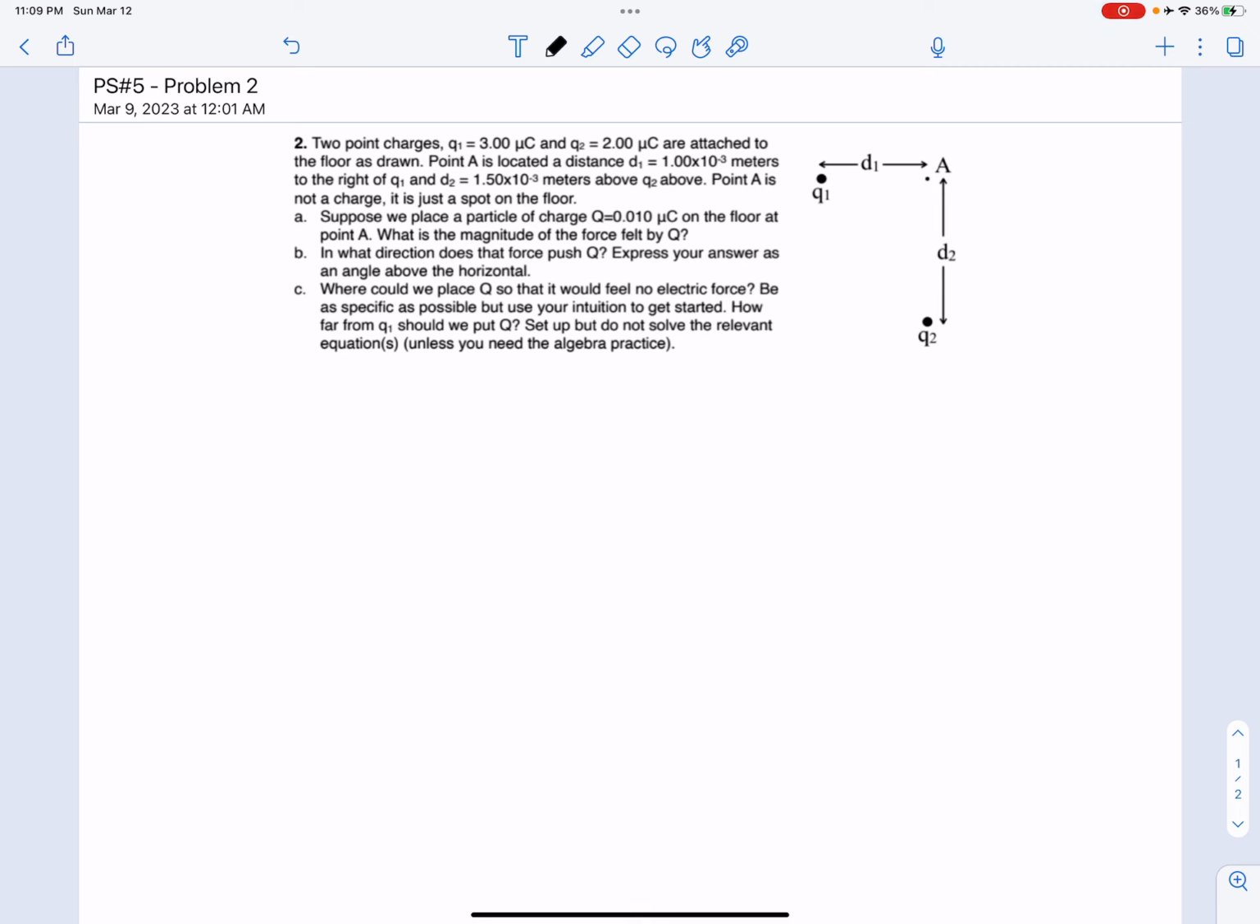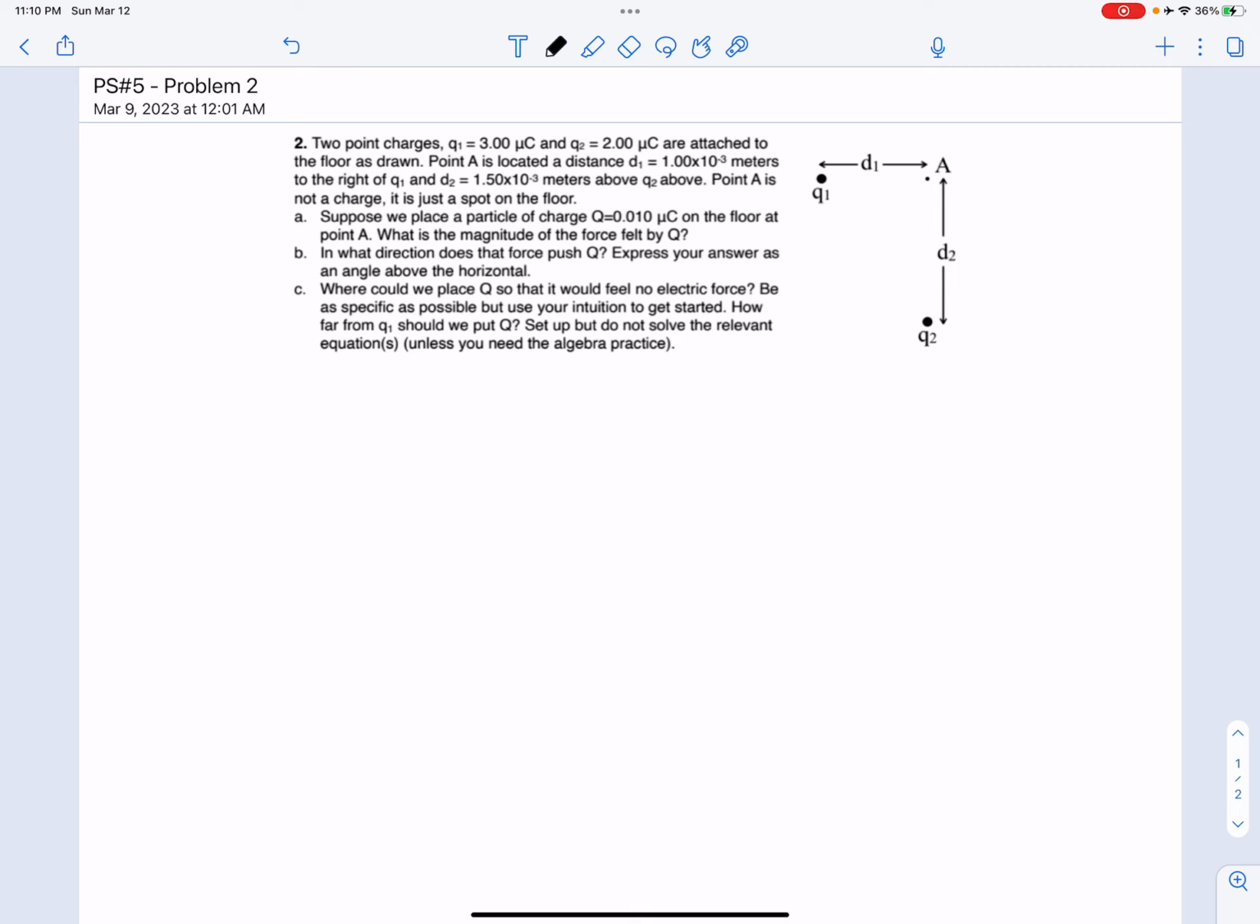Part C, where could we place capital Q so that it would feel no electric force? Be as specific as possible, but use your intuition to get started. How far from Q1 should we put capital Q? Set up but do not solve the relevant equation unless you need the algebra practice.